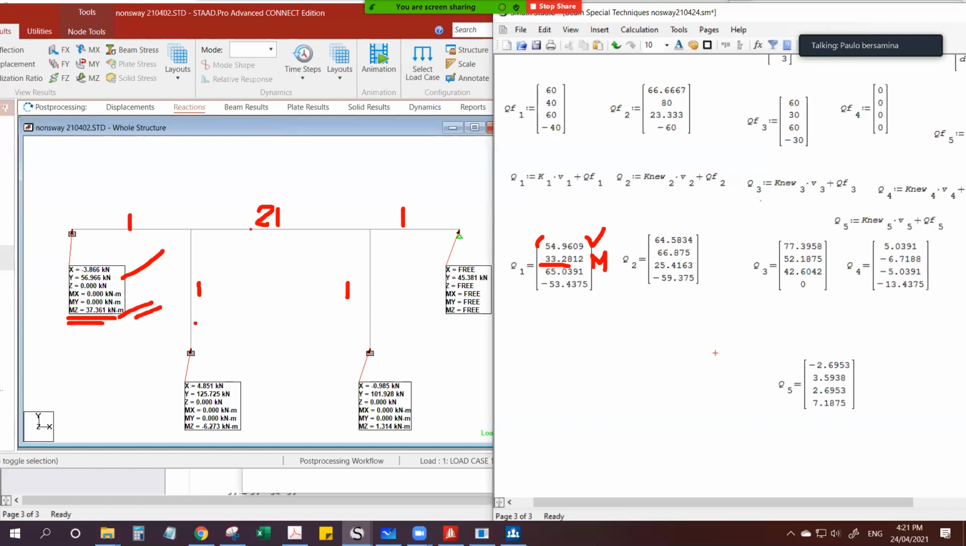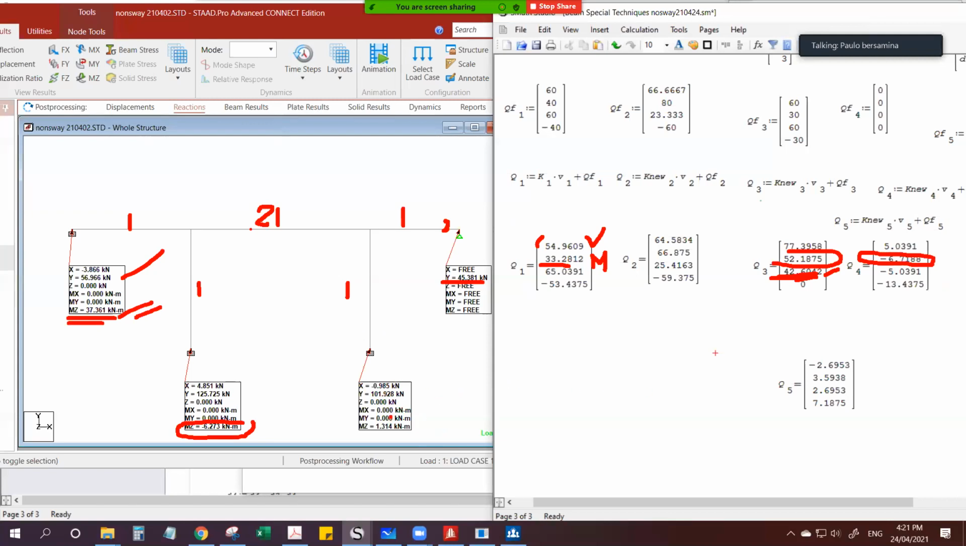This is member 3. For member 3, so 45 reaction. So I'm getting about 52. Ah, no, no, no. Q1, Q2, Q3. Sorry, 42. Because this is the right support. 42, versus 45. For Q4, moment is 6.27. I'm getting negative 6.7. Okay, almost the same.